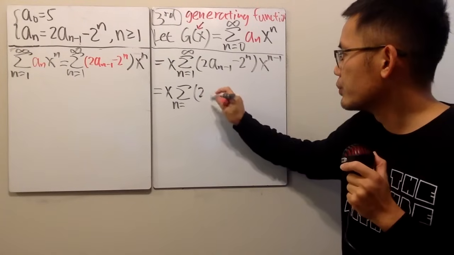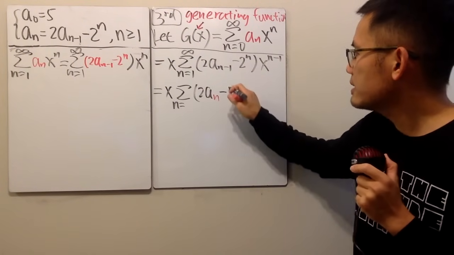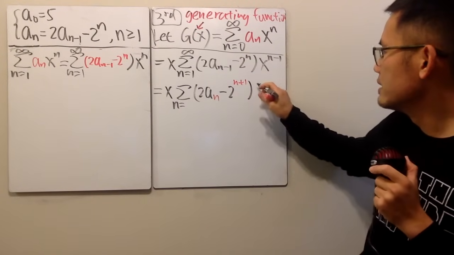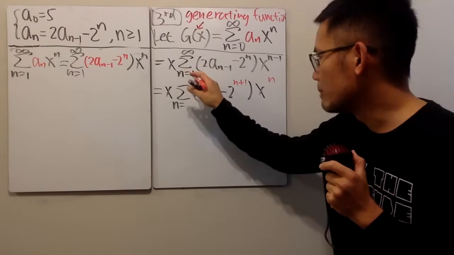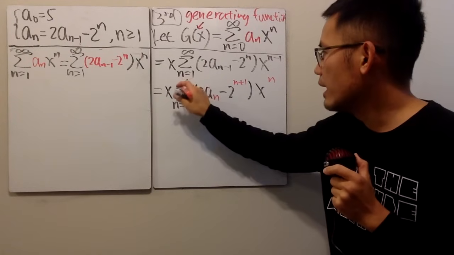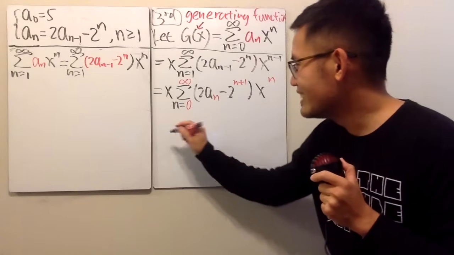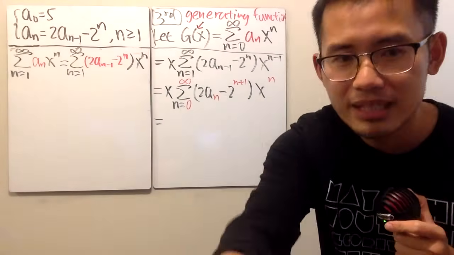I will have 2a, add 1 here, so it becomes just n, and then minus 2, add 1 here is n plus 1, times, this is x to the nth power now, right? And again, here we have to minus 1, which is 0, and infinity minus 1 is still infinity. Now, you can see that I can just multiply things out and all that stuff.